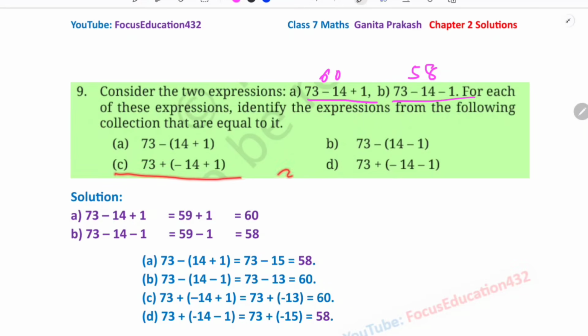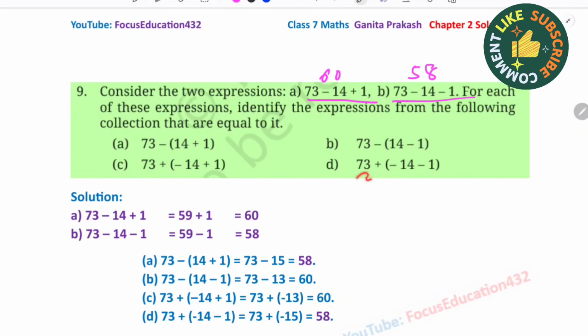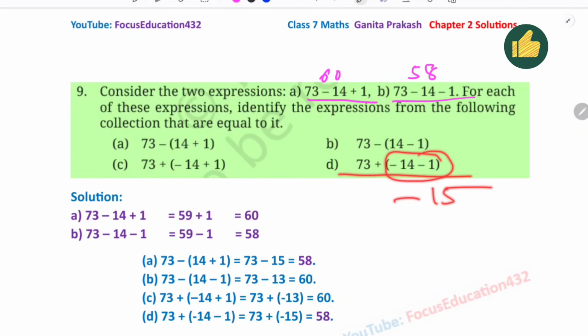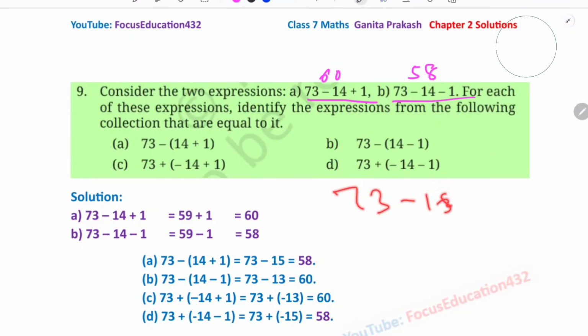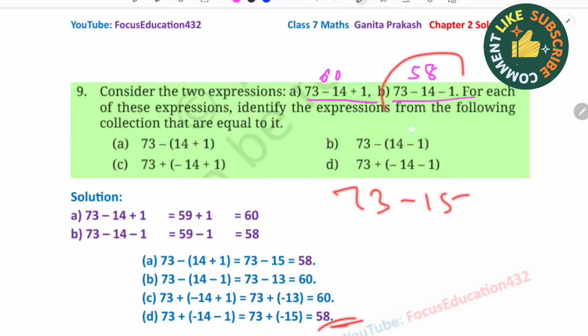Then the C bit. 73 minus 14 plus 1. First you do the bracket. Minus 14 plus 1 means what? Minus 13. Minus 14 plus 1 means 14 minus 1 with the sign of the bigger number, minus 13. So this becomes 60. Matches with this one. And the last one, the D bit. 73 minus 14 minus 1. So minus 14 minus 1 means what? Minus 15. So plus minus becomes minus. So 73 minus 15, 58. This matches with this one.